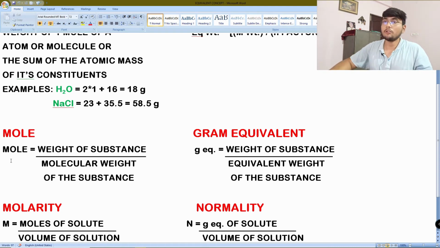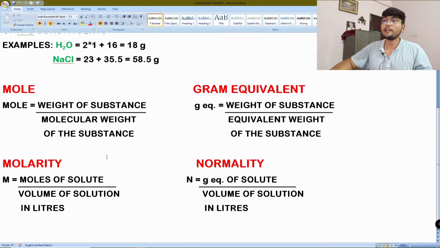Now let us see what is molarity and normality. These two terms can also be understood by comparing. So what is molarity? Molarity is moles of solute taken in 1 liter of solution. I am repeating it: moles of solute taken in 1 liter of solution, which means the formula becomes moles of solute divided by volume of solution in liters. The unit of volume should be in liters.